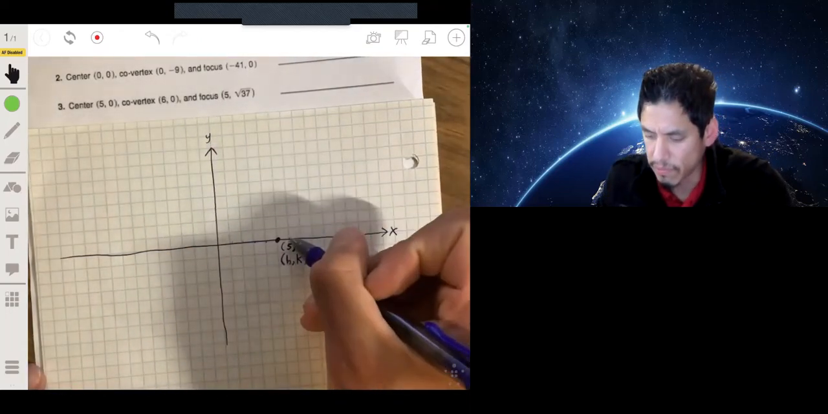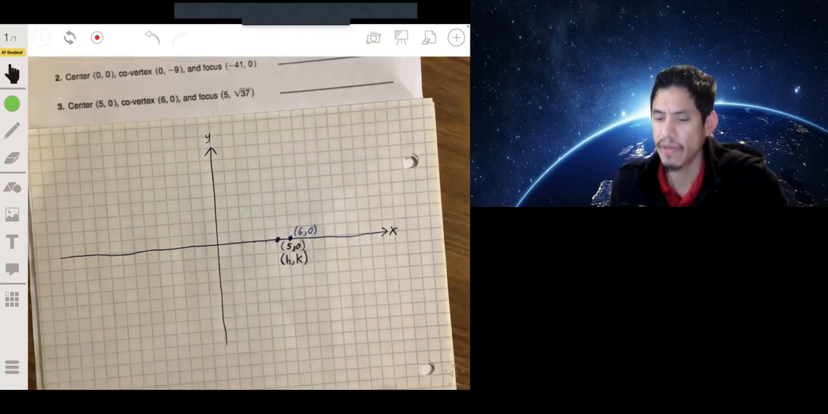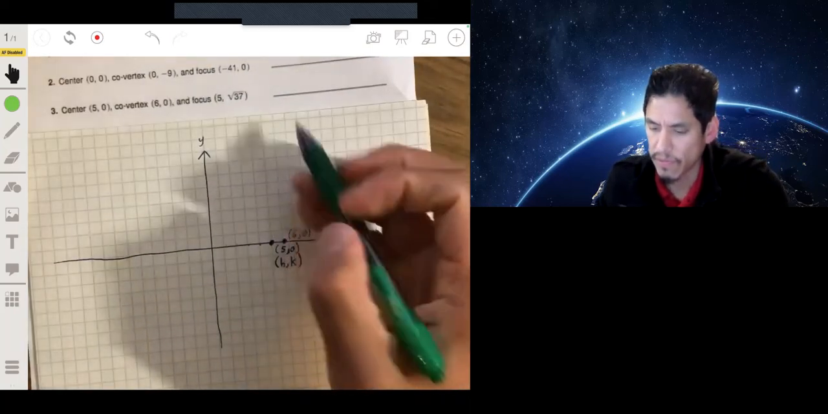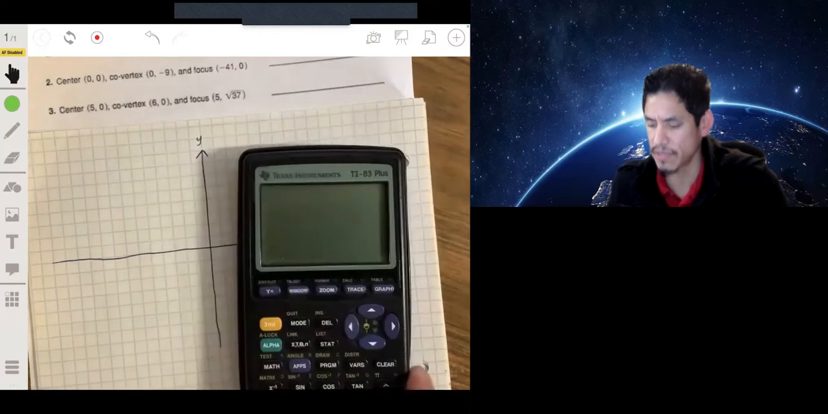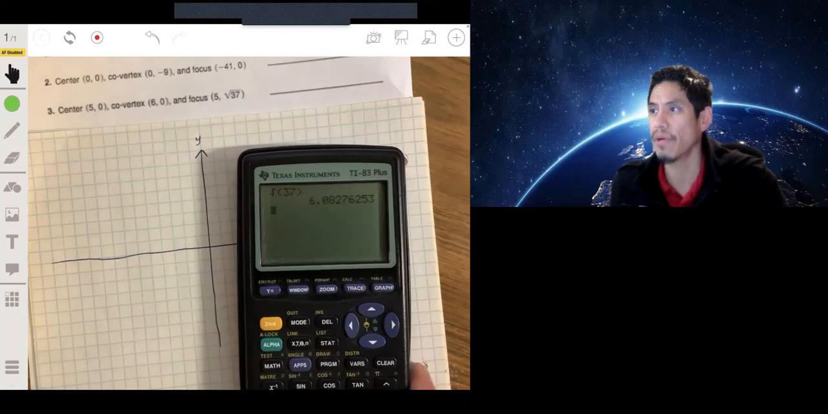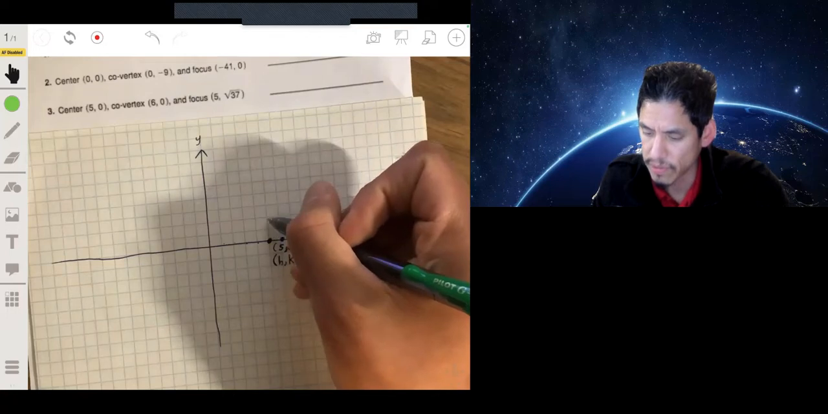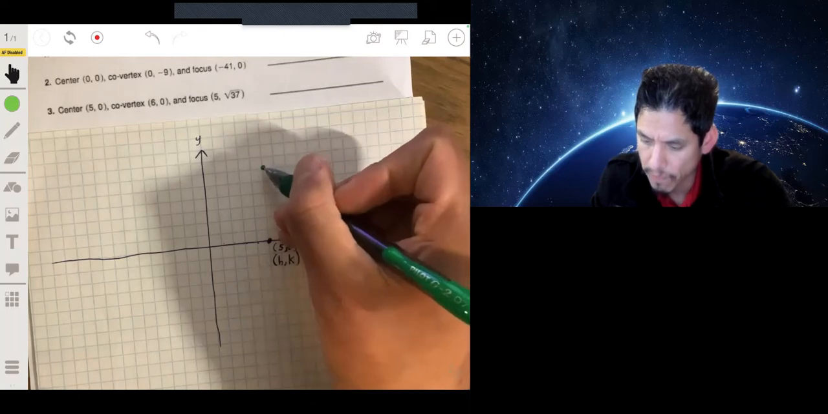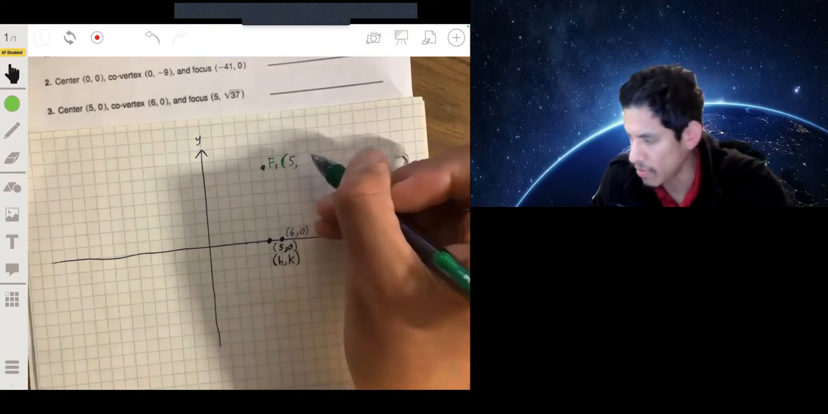So 6, 0 will be right here. And the focus is at 5, root 37. The square root of 36 is 6. The square root of 37 will be a little more than 6, about 6.08. So we'll have a focus of 1, 2, 6. So F1 will be at 5, 6.08.